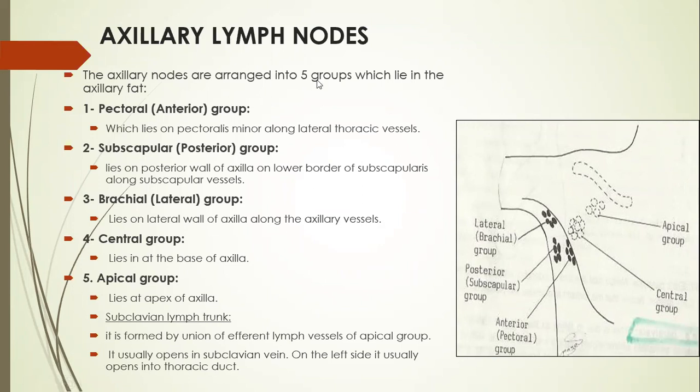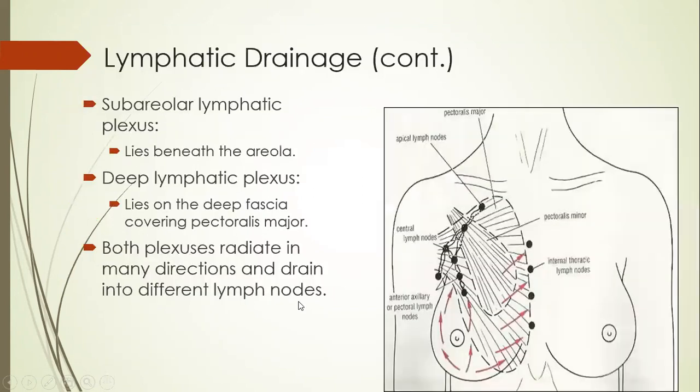Okay. So what are the axillary group of lymph nodes? There are multiple groups of lymph nodes here. The axillary nodes are arranged into the pectoral group, that is the anterior group. Here you can see, this is called the anterior pectoral group. Then we have the subscapular or the posterior group. Then we have the brachial lateral group, which is present near the humerus, more laterally. Then we have the central group and the apical group. All these are the groups of lymph nodes present in the axillary group of lymph nodes.